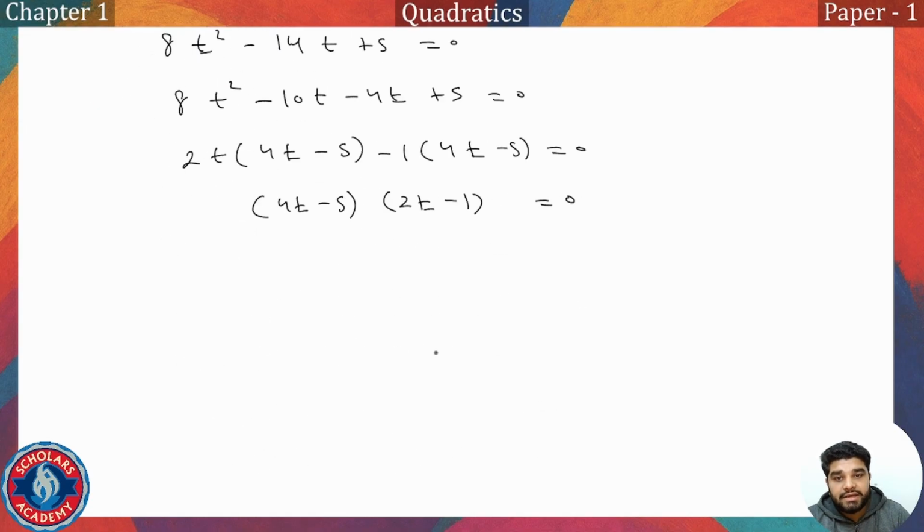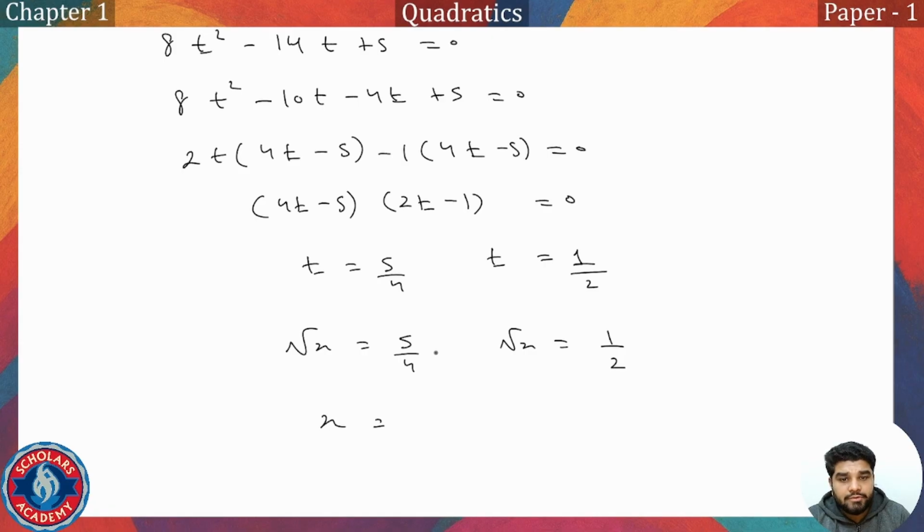So if we simplify it, we get t as 5 by 4 and t as 1 by 2. So these are the two values of t. So root of x is equal to 5 by 4 and root of x is equal to 1 by 2. So value of x, squaring both sides, we get 25 by 16 and x is equal to 1 by 4. I hope you get this.